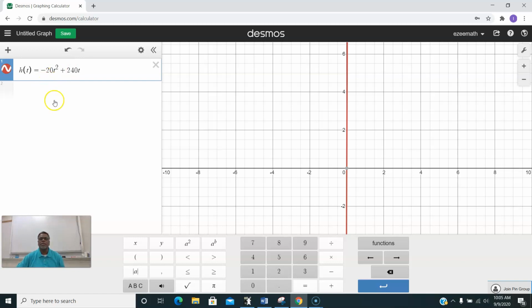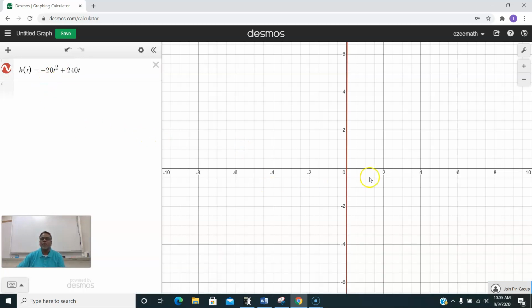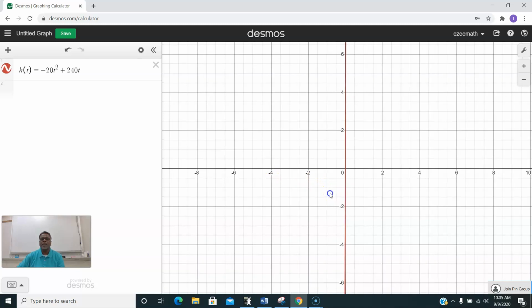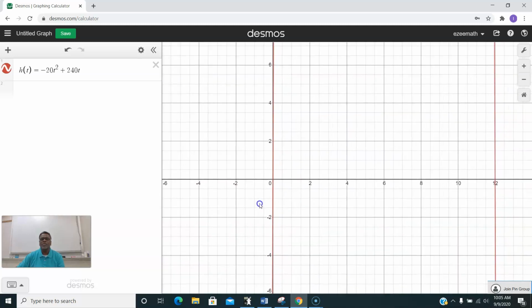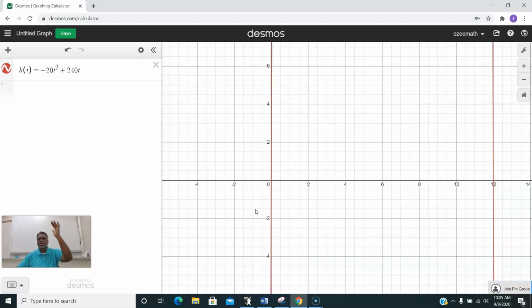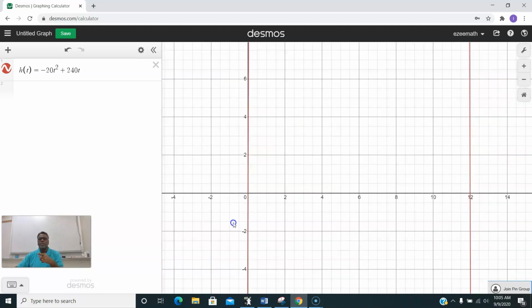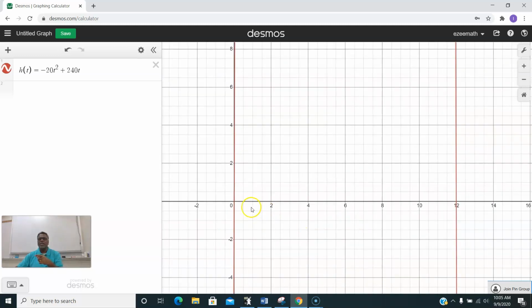So once I typed in the function, I got my graph, and you see that it is just a single red line. It's a parabola, it goes up and comes down. And now I'm seeing on the x-axis, I can see at 0 and also another x-intercept at 12. So those are the two x-intercepts I'm seeing, right?